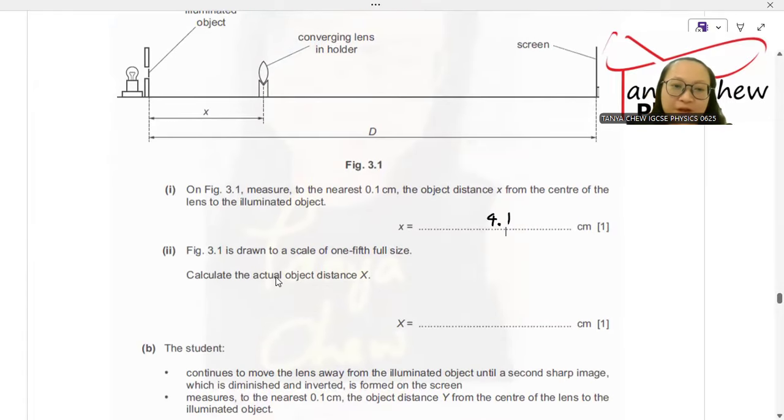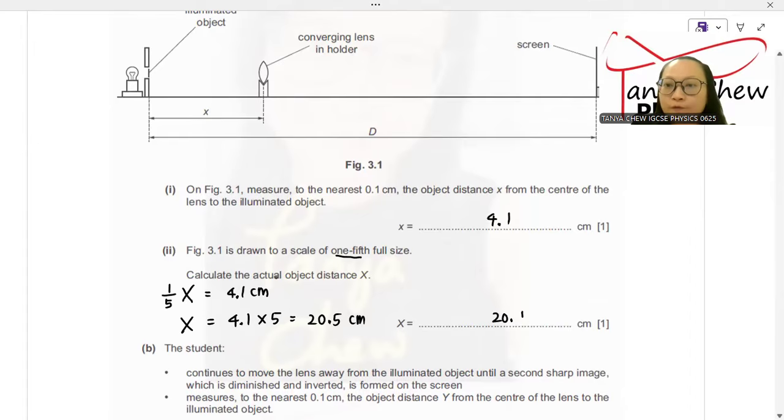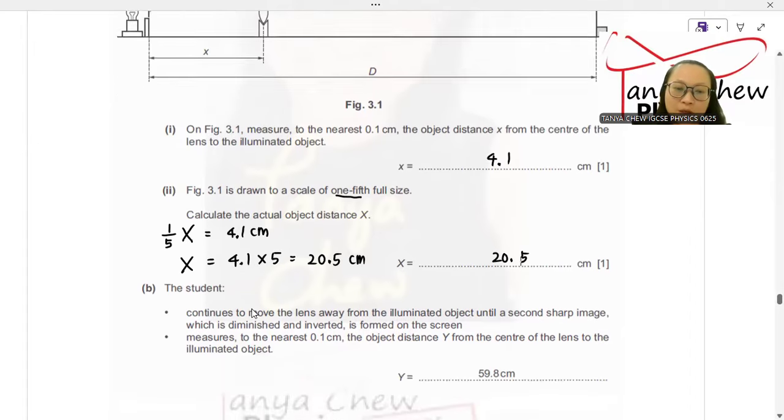And the second part, Fig 3.1 is drawn to scale of 1 over 5 full size. Calculate the actual object distance x. So 1 over 5, object distance x is equal to 4.1 cm. I want x, which is equal to 4.1 times 5. And I got 20.5 cm. So 20.5 cm is my answer.